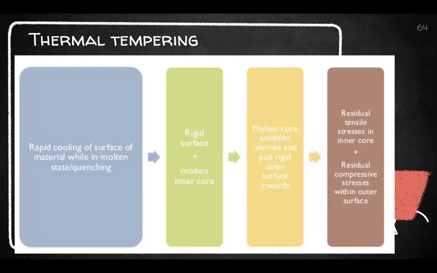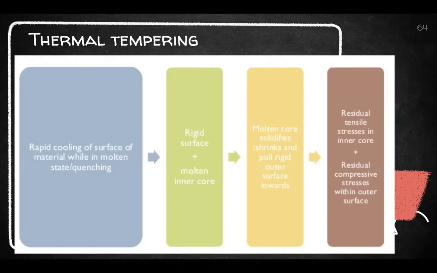Here, what is done is rapid cooling. When the material is in the molten stage, the surface of this material is rapidly cooled using a jet of air. So, what happens? The surface cools and solidifies fast while the core remains molten. And this molten core solidifies, shrinks, and pulls the rigid outer surface inwards.